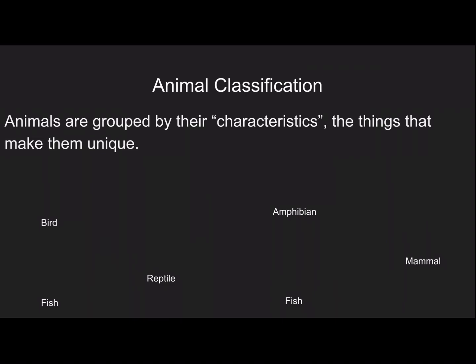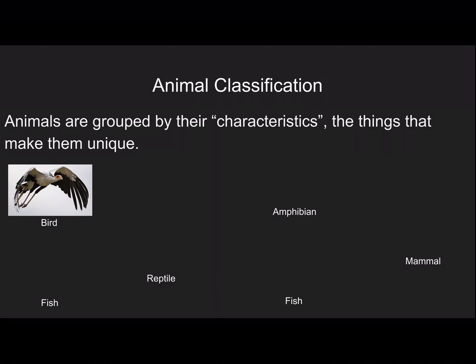Let's take a look at some different classes of animals here and what makes them unique. What makes a bird unique? What makes a bird different than other animals? Well, a bird has feathers. That's the first thing we can see. A bird lays eggs. Birds usually care for their young and their babies. These are things that make a bird unique. What's another?